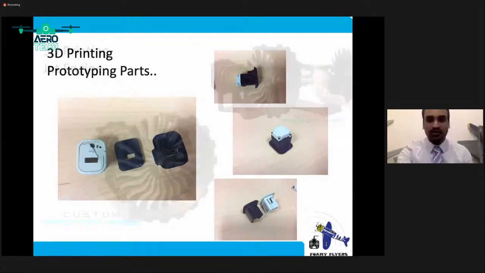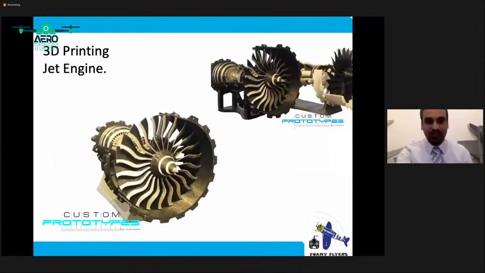This is one or two of these engines which were printed at home. Custom Prototypes is basically my company that I run. I'll send you a link to that as well if you want more information on that.